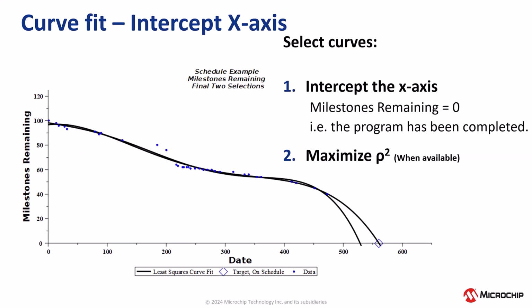So the curve selection continues. For a program to be complete, the number of milestones must be 0 at the end. The 2 curves that cross at the x-axis are shown.